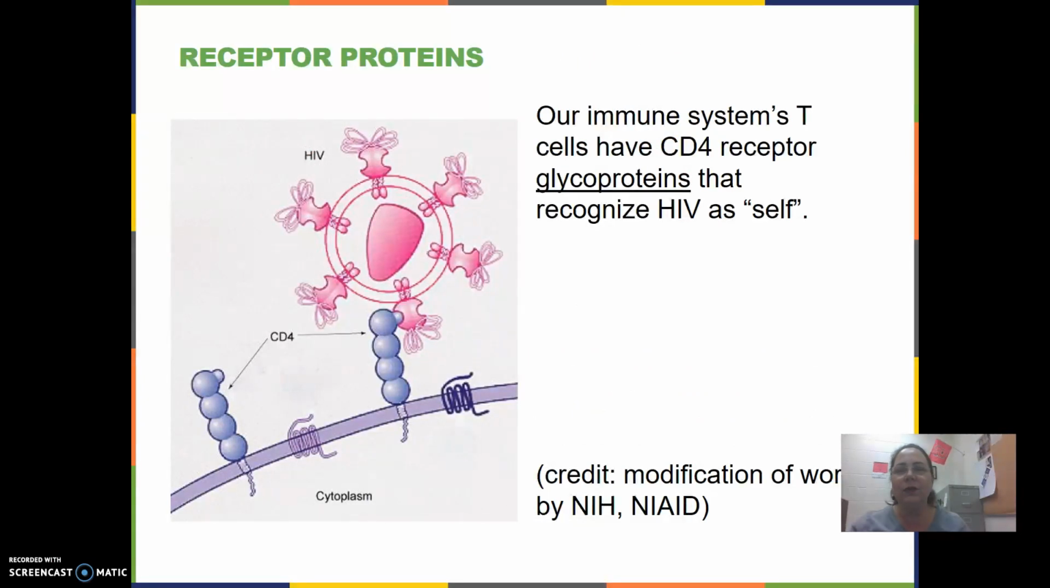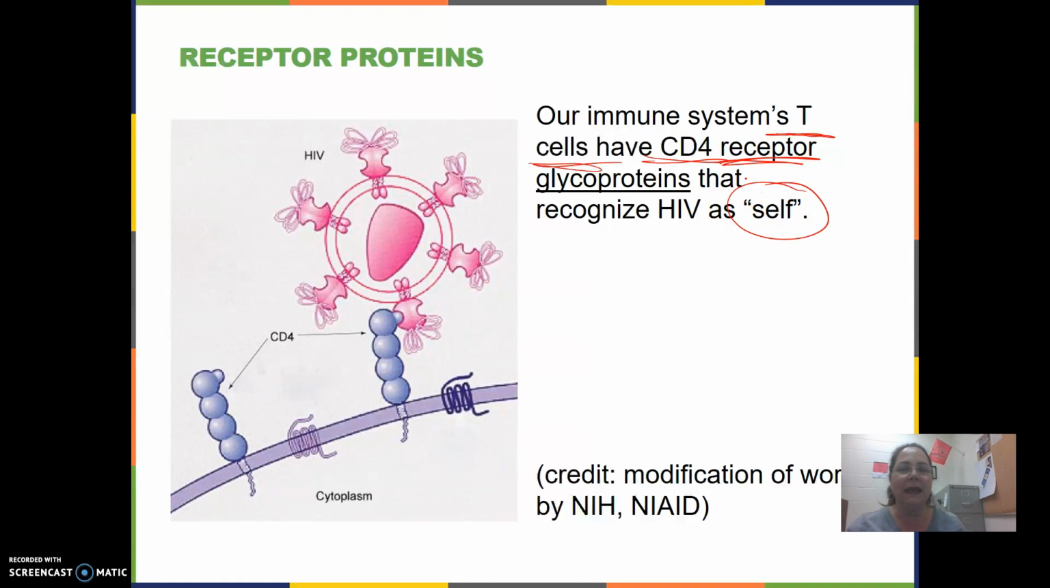And then we have proteins called receptor proteins. And these receptor proteins bind with a chemical, and then that chemical causes some kind of change in the cell. Our immune system's T cells have a CD4 receptor. It's just called CD4, that's just the name of it. It is a glycoprotein that recognizes HIV as self, which is not a good thing.